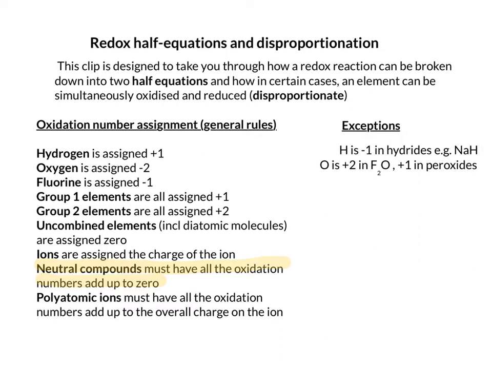So moving on to group 1 and group 2 elements. These all get the same oxidation state, positive sign, as the group number. So group 1 is +1, group 2 is +2. All uncombined elements, including diatomic molecules such as N2, H2, Cl2 for example, are assigned 0. Single ions such as Cl-, Na+, etc. are assigned the charge of the ion. Neutral compounds must have all the oxidation numbers adding up to 0, like we've just said, and polyatomic ions must have all the oxidation numbers adding up to the overall charge on the ion.